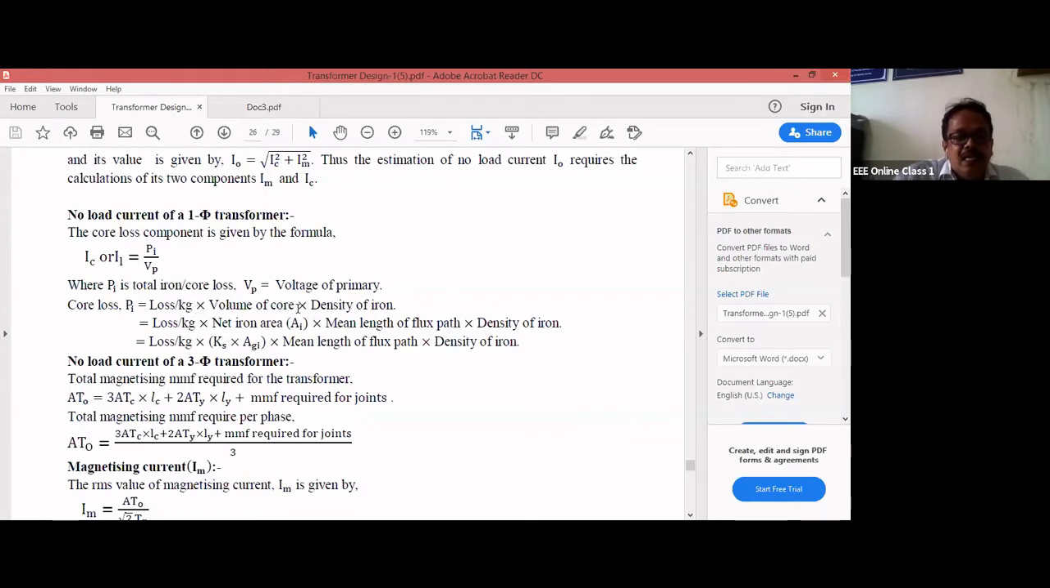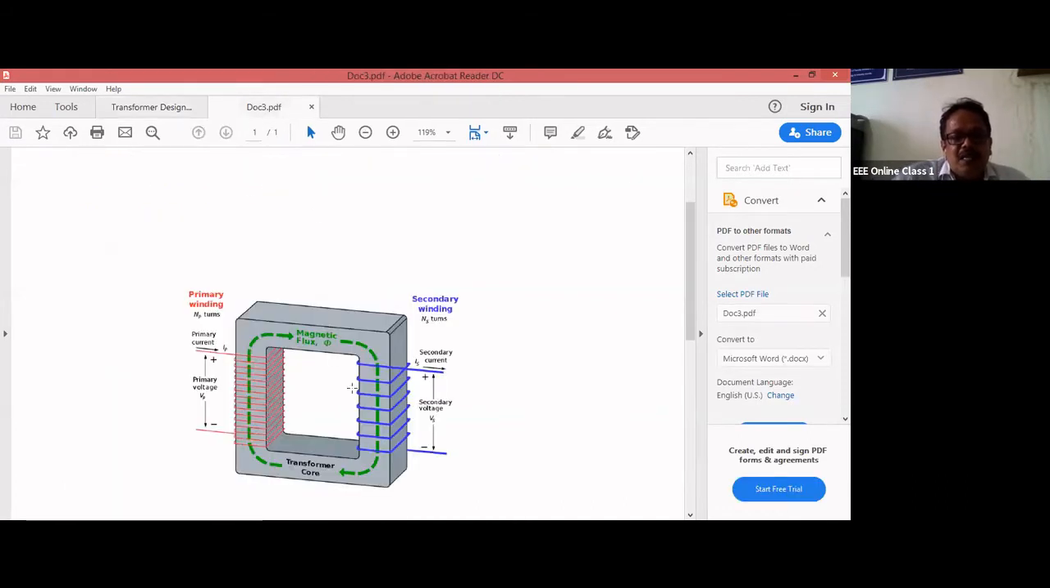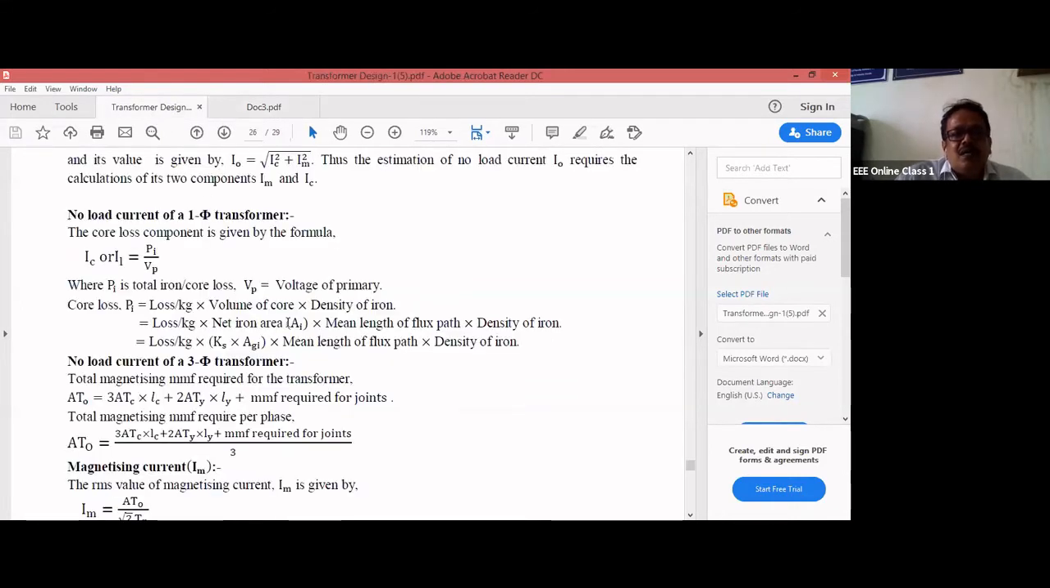So the volume of the core can be found from the net iron area AI. You can take width and depth, then the mean length of flux path. So AI is, without insulation, the width of the core times the depth. Considering the mean length of flux path means you are considering this length also. If you consider the mean length of flux path, you will get the total volume.